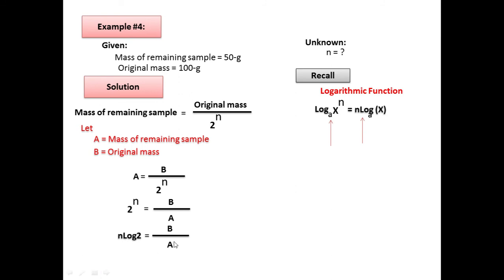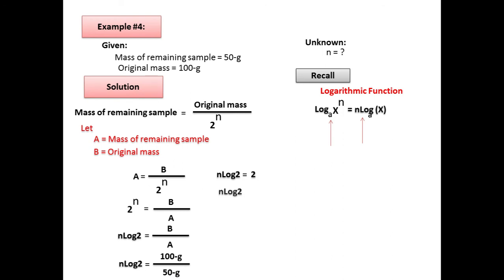So, since given ang b, ano yung b natin? Original mass. Ang original mass natin dito is 100 grams. Ano yung a natin? Mass of remaining sample. Mass of remaining sample is already given, which is 50 grams. We have to substitute that value. n log of 2 is equals to, ang b natin is 100 grams divided by ang a natin, which is mass of remaining sample, 50 grams. So, 100 grams divided by 50 grams will give you 2. So, n log of 2 is equals to 2.